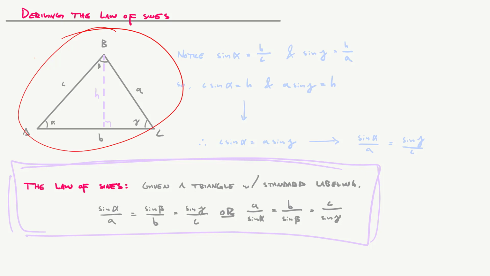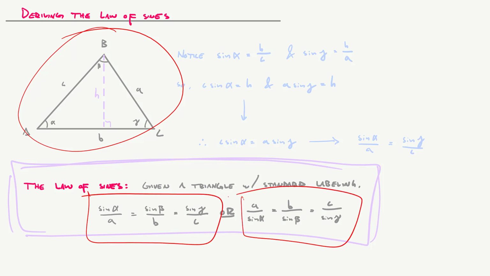Sine alpha over A, that's the same thing as sine beta over B. That's the same thing as sine gamma over C. And of course, you can take the reciprocal of these things and set them equal to each other. So if you're solving for an angle, I would go with one of these iterations. If you're solving for a side, then I would go with one of these, because you want the thing you're solving for to be in the numerator. Granted, if you're solving for an angle, that does mean at some point you're going to have to apply an inverse sine, an arc sine.